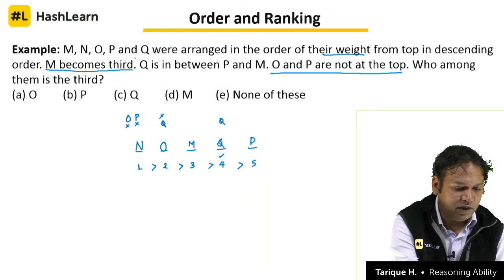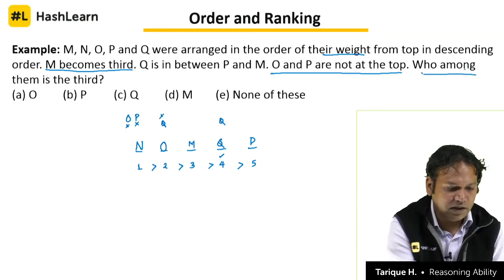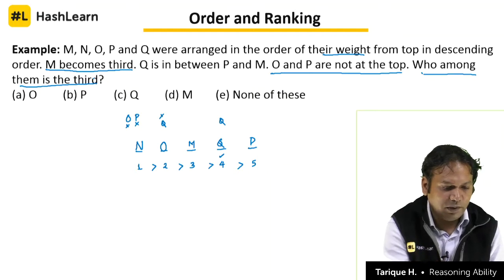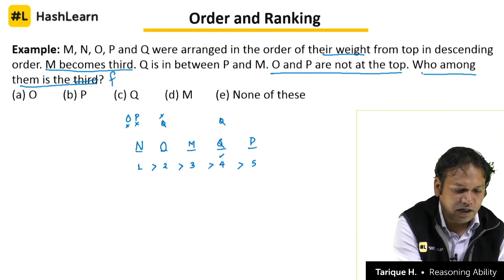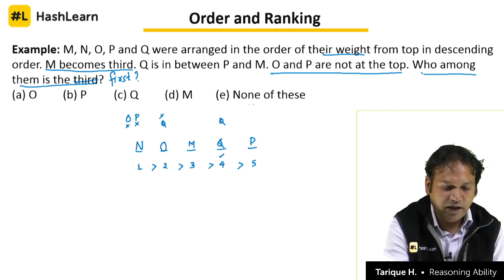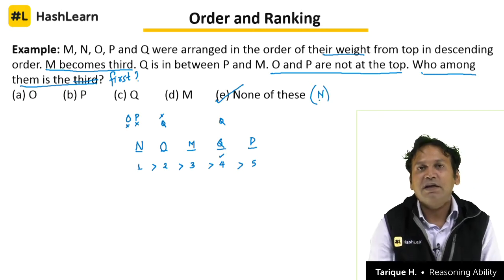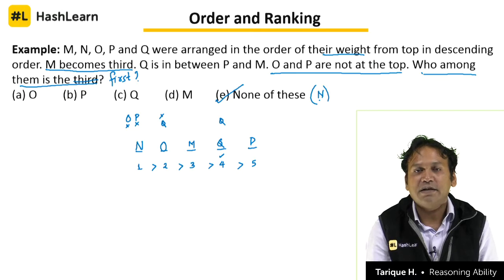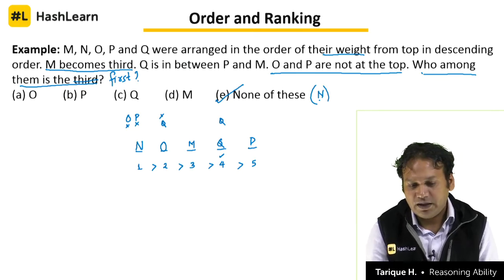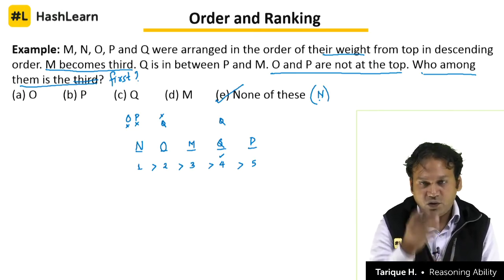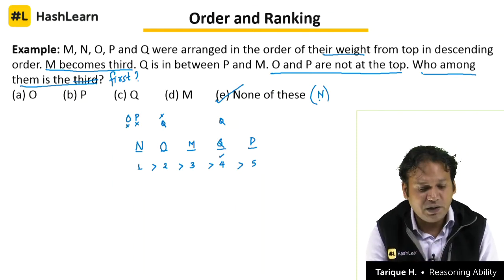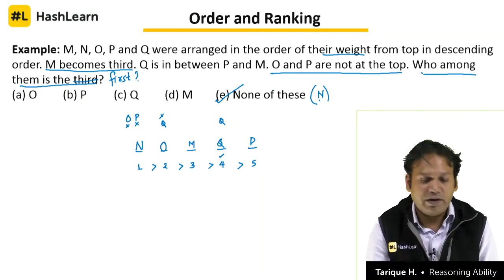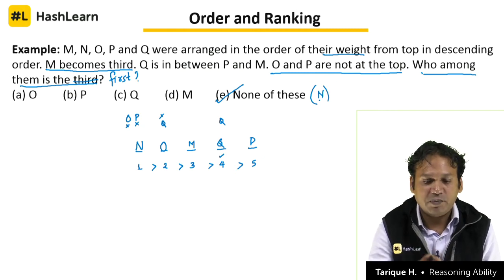Now, M becomes third. Then who among them is the third? Let us not worry about that question. Who among them is the first? So, that should be the question. The answer is none of these. The answer is N. Who among them is the first or the heaviest person? N is the heaviest person. Clear? So, again look at the way we are solving this question, more of an arrangement question than simply an order and ranking, although order is also important in this question.